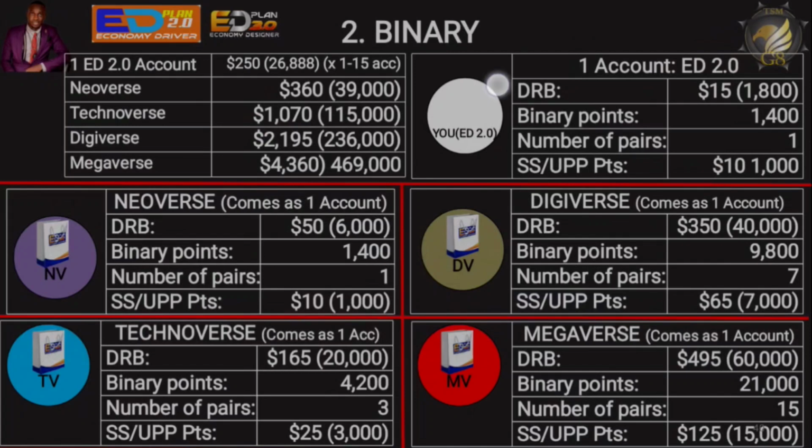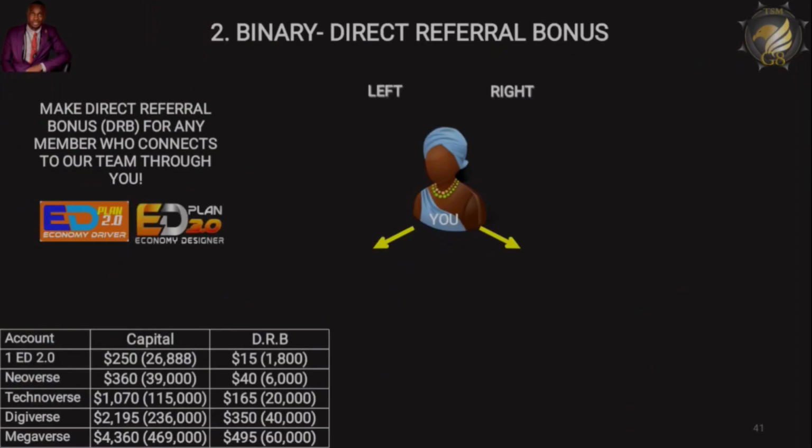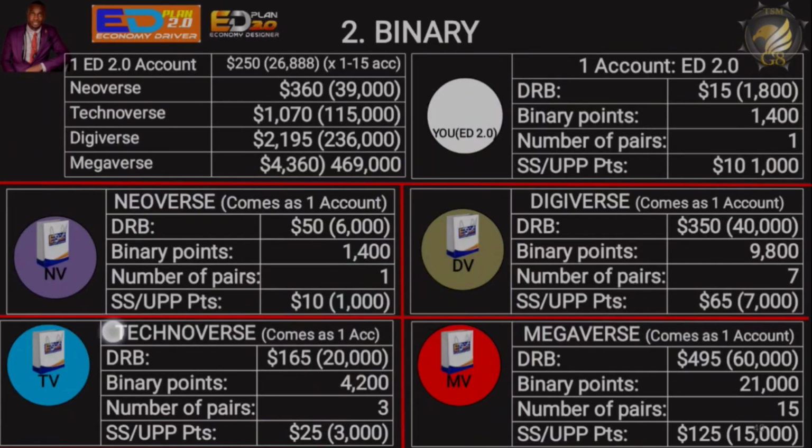And then this table that you see here tells you the characteristics of one ED 2.0 account. And then this one tells you the characteristics of Neoverse. This one is a Technoverse package. This one tells you the characteristics of a Digiverse package, and this one tells you the characteristics of a Megaverse package. One of the things I want you to be very careful about is the binary points, the direct referral bonus, and the number of pairs. Those, I think, are the most common things that you need to look at, and maybe the price, okay? So in every slide that we are going to go through, you'll get a table like this that will help you learn more and understand more, okay?